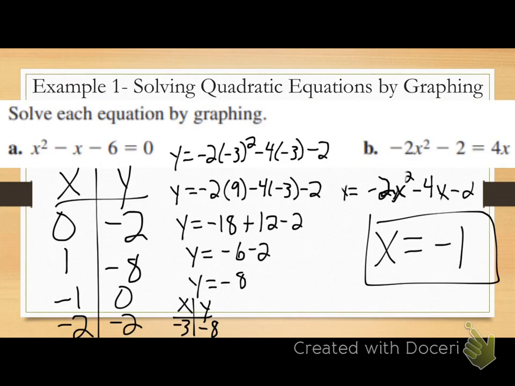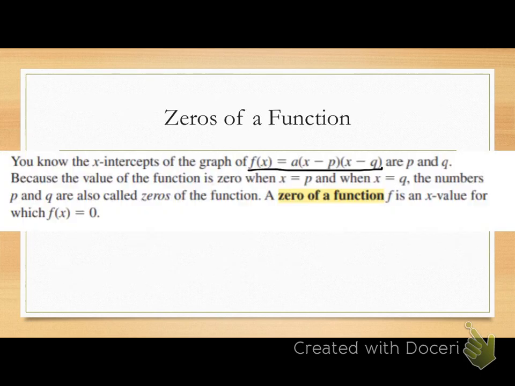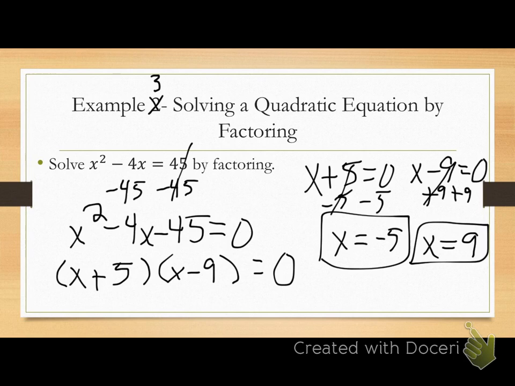When we were graphing, what were my solutions? X-intercepts. Where it crosses the x-axis, my x-intercepts, right? So, in factored form, my factors are representing my x-intercepts. So right here, x equals negative 5 is an x-intercept of this graph. X equals 9 is an x-intercept, because these are my solutions. It's where they cross the x-axis.